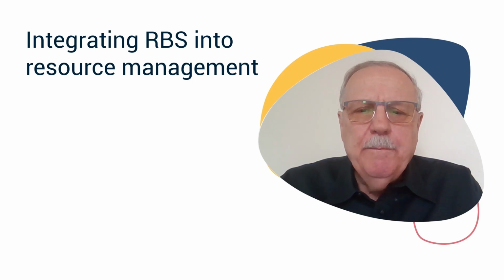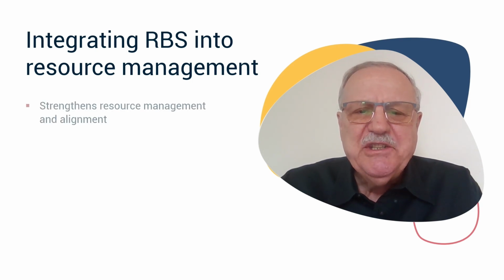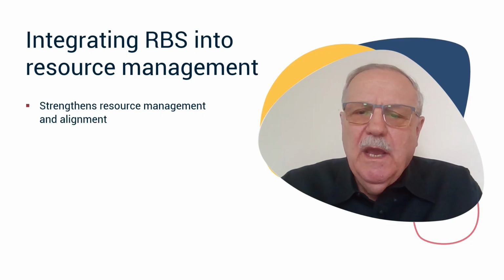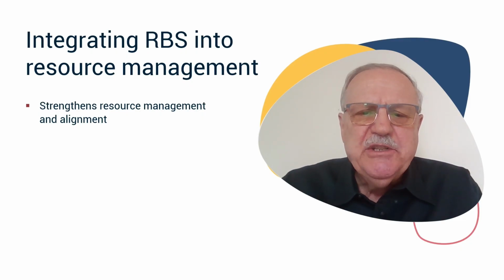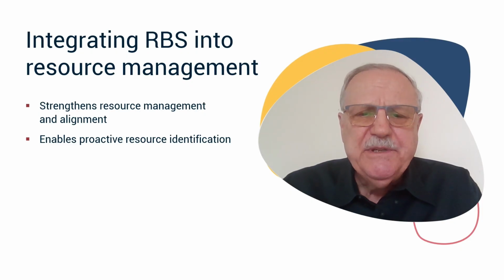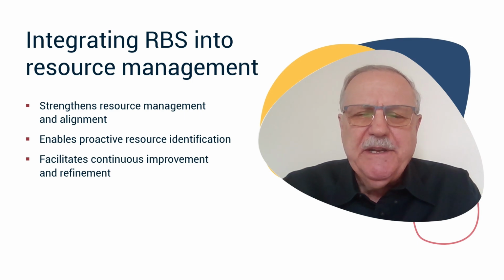When you integrate an RBS into program resource management, it strengthens your ability to manage resources and aligns program activities with organizational objectives. An RBS helps identify resource needs early, enabling proactive resource management and ensuring program success. Through detailed RBS documentation, you can pinpoint areas where resources deviate from the plan, facilitating continuous improvement initiatives. This allows management teams to implement lessons learned and refine resource allocation processes.